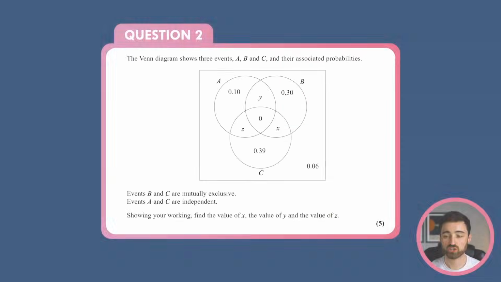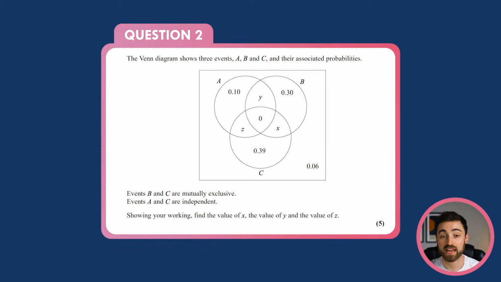Question 2. The Venn diagram shows 3 events, A, B, and C, and their associated probabilities. B and C are mutually exclusive, and A and C are independent. Showing your working, find the value of X, Y, and Z. Ooh, okay. So let's get this diagram up here.